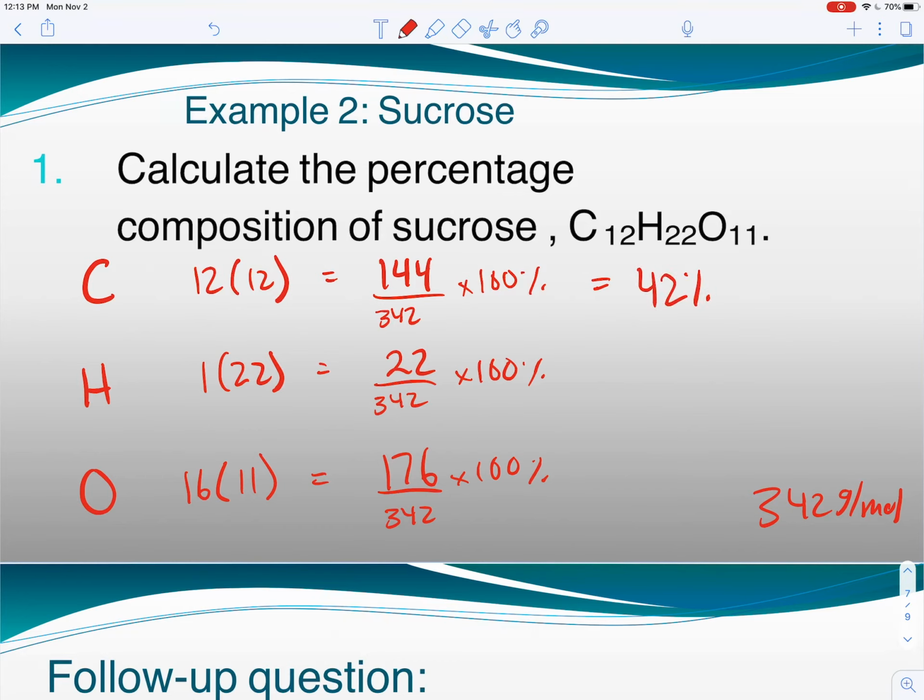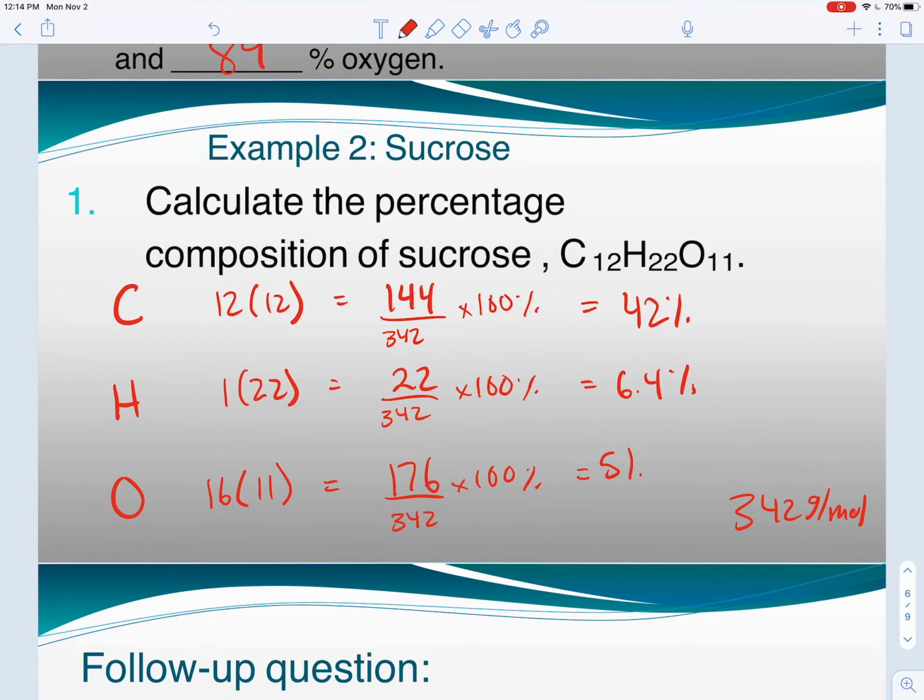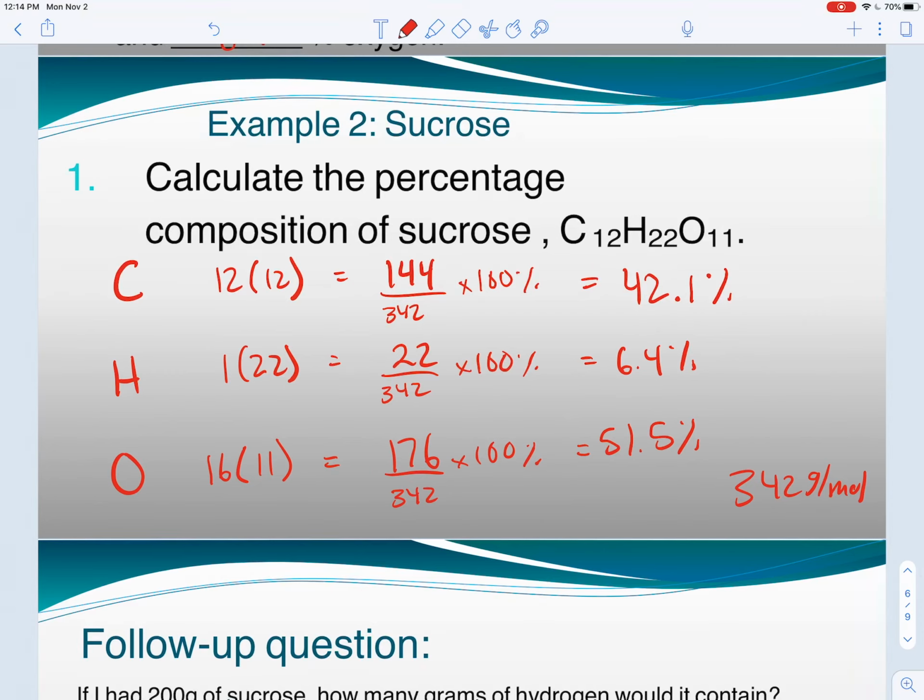So we get about 42% here. About 6.4% here. And about 51.5% here. We'll change this, sorry. 42.1%, that way everything adds up. Okay. And so you can always check your work by seeing that it adds up to 100%. But that's how you do percent composition. Again, you break up each element and then you divide it by the grand total. So each element total by the grand total times 100%.